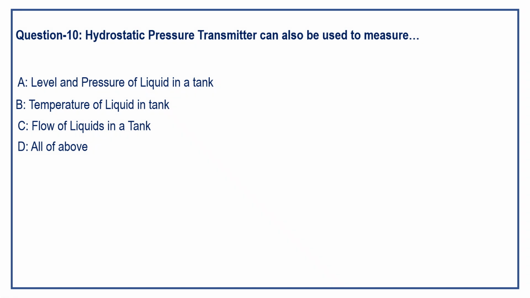Next question is, the hydrostatic pressure transmitter also can be used to measure option A, level and pressure of liquids in a tank. Option B, temperature of a liquid in a tank. Option C, flow of liquids in a tank. Or option D, all of above.